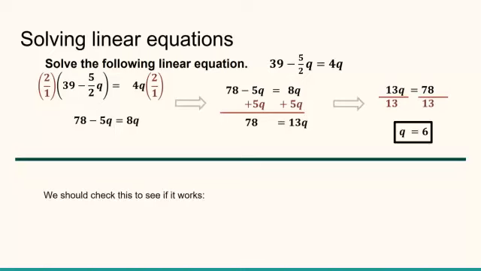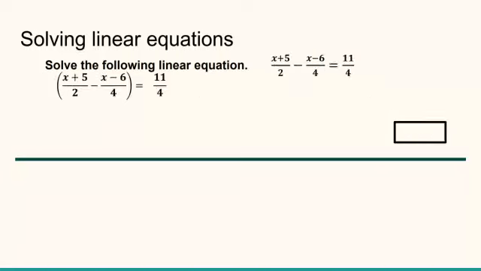Now, what I need to do is check it to see if it works. I'll know if my answer is right. I'm just going to put in a 6 into my original and see what I get. When I do this, I get 39 minus 15, and that'll be 24. And then I'm going to multiply 4 times 6 on the right-hand side and see if that's 24, and it is, so I'm happy. Next, I'm going to do this really messy one.